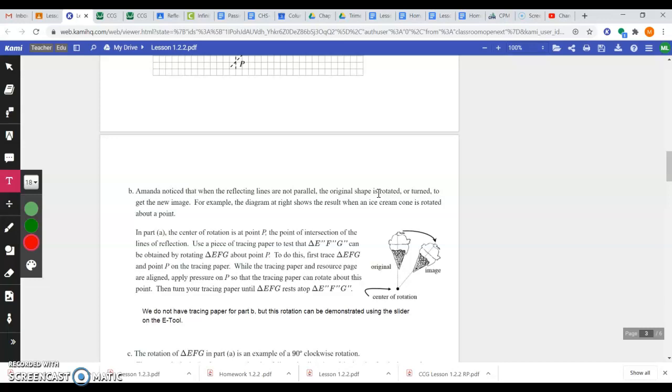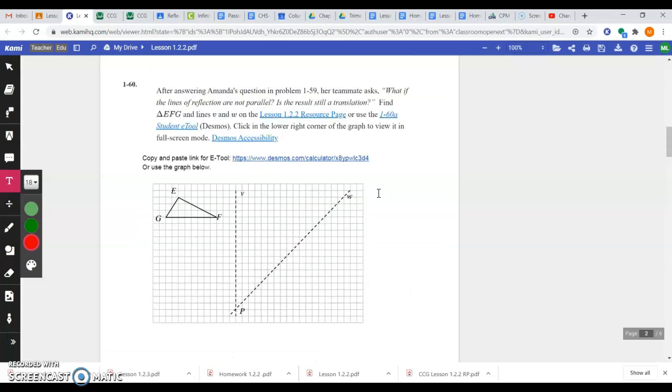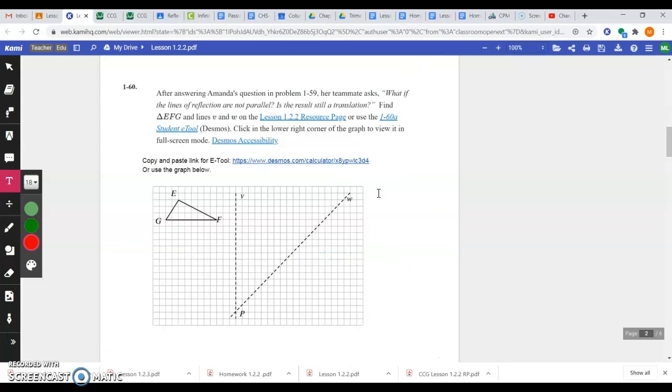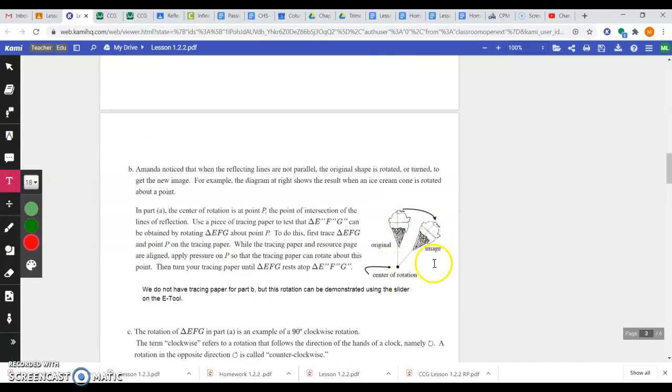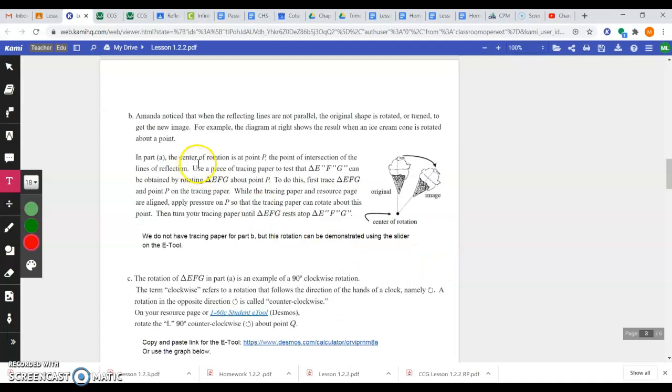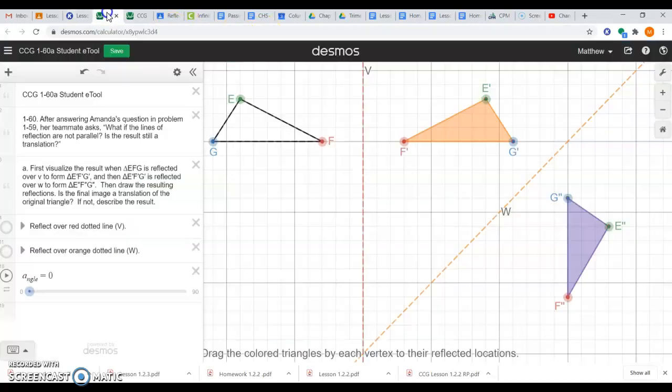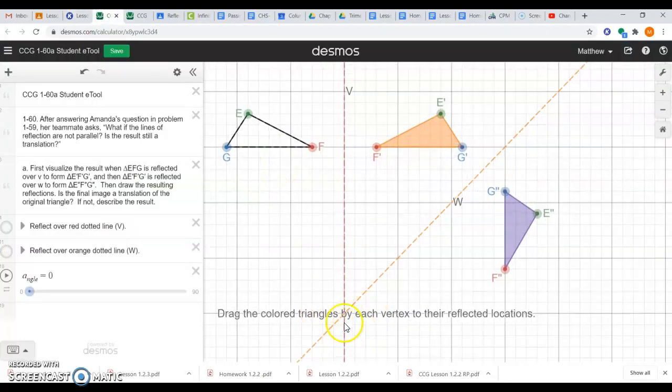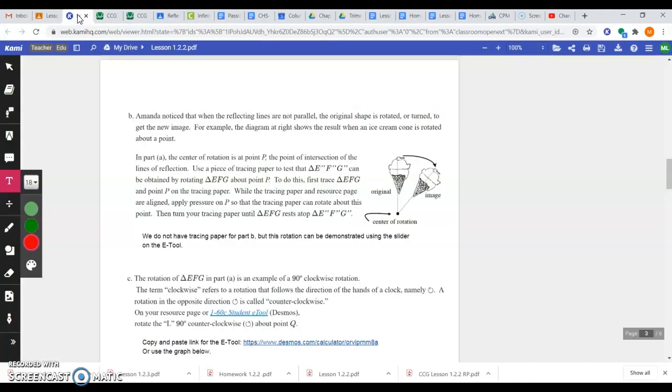So that's the two transformations we need to talk about today: translating, which was the sliding, and now we're talking about rotating, which is what it sounds like, just turning an image. Okay, it brings up some good points here. It talks about how the center of rotation is at point P, which, interestingly enough, is where these lines intersect, and so that's our center or our point of rotation.